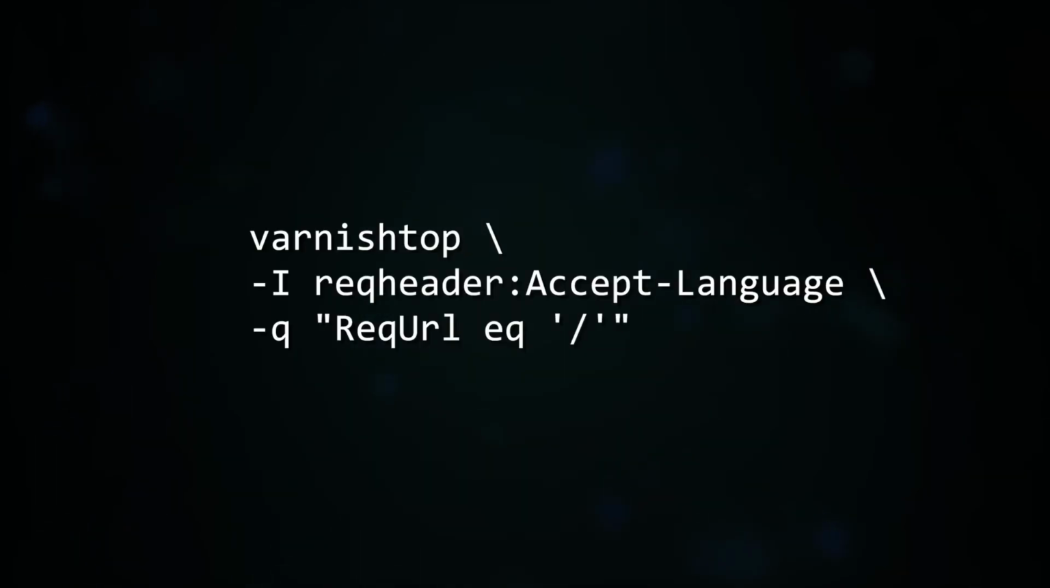Did you know you could use all the other filtering options as well? Look at this example. varnishtop -I uppercase rec header Accept-Language -q request URL equals /. What does that mean? We only want to see requests that match the homepage. And for those, we want to see the most popular Accept-Language values. So what do you learn from this one? Which languages people use to access your homepage, and it lists the top ones.